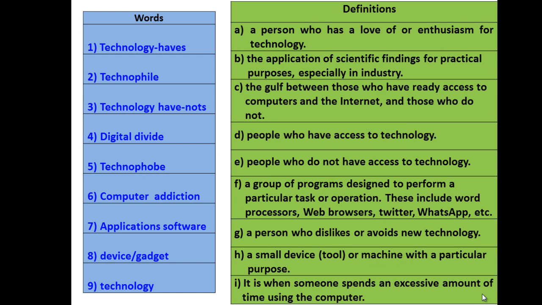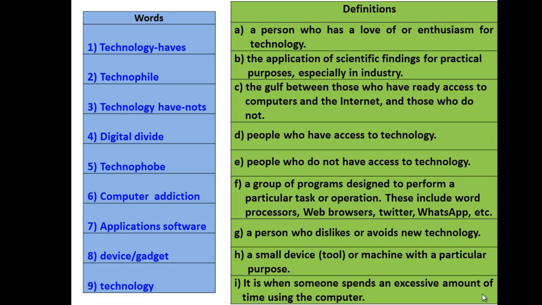So definition number 1: a person who has love of or enthusiasm for technology. Definition B: the application of scientific findings for practical purposes, especially in industry. C: the gulf between those who have ready access to computers and the internet and those who don't. Definition D: people who have access to technology. Definition E: people who don't have access to technology.